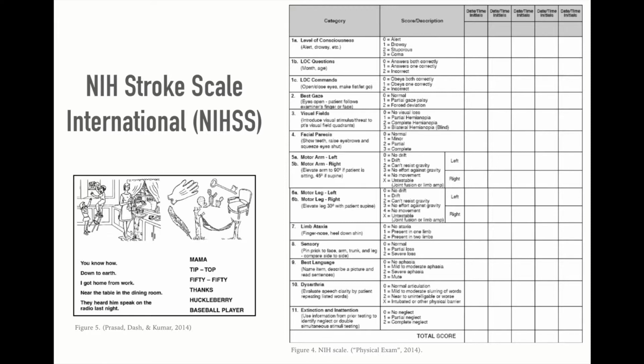A score of 0 means that there were no stroke symptoms. 1 to 4 equals a minor stroke. 5 to 15, a moderate stroke. 16 to 20, moderate to severe. And 21 to 42 is a severe stroke. Figure 5 on the left-hand side is a tool to help determine best language and dysarthria that is on your NIH scale.